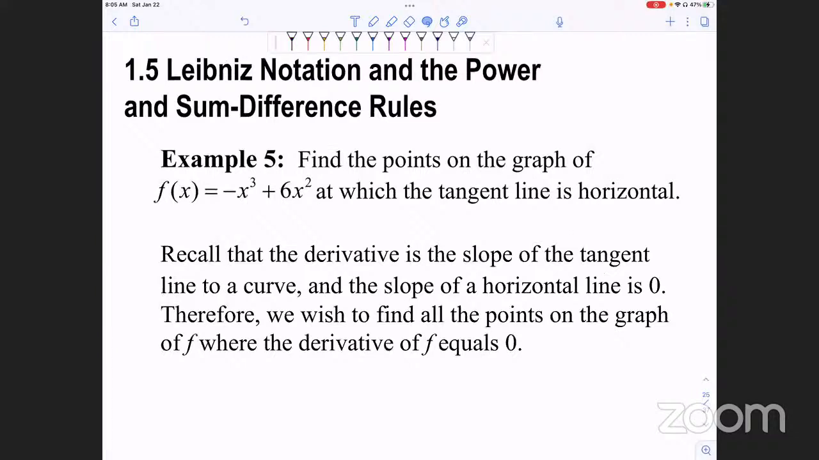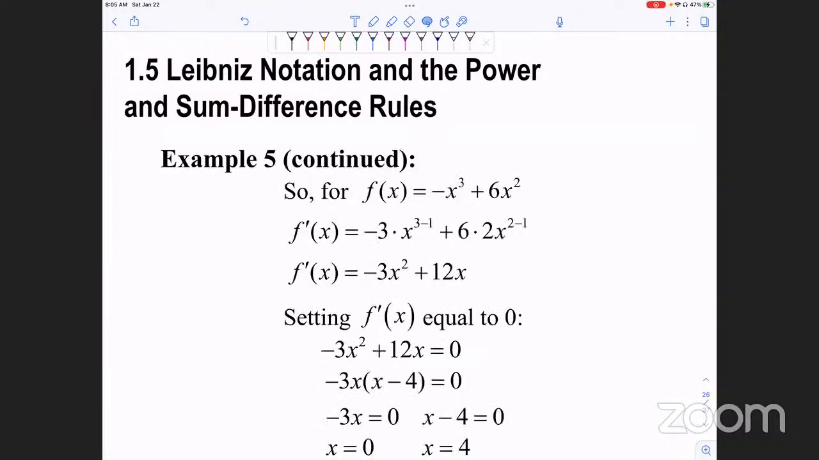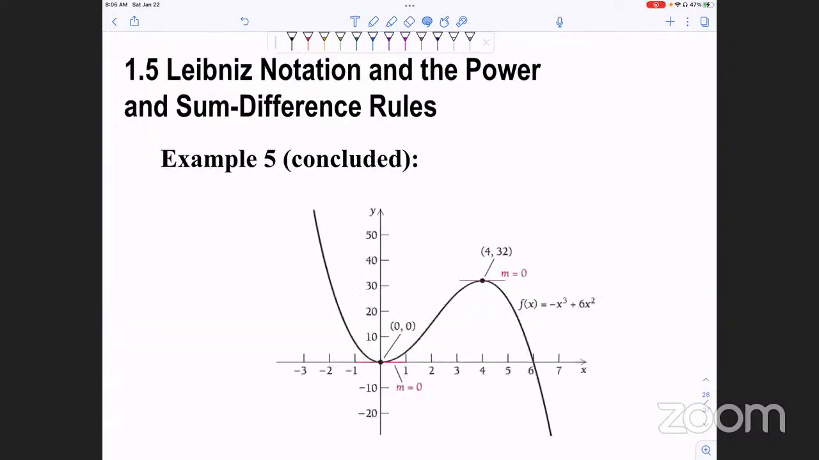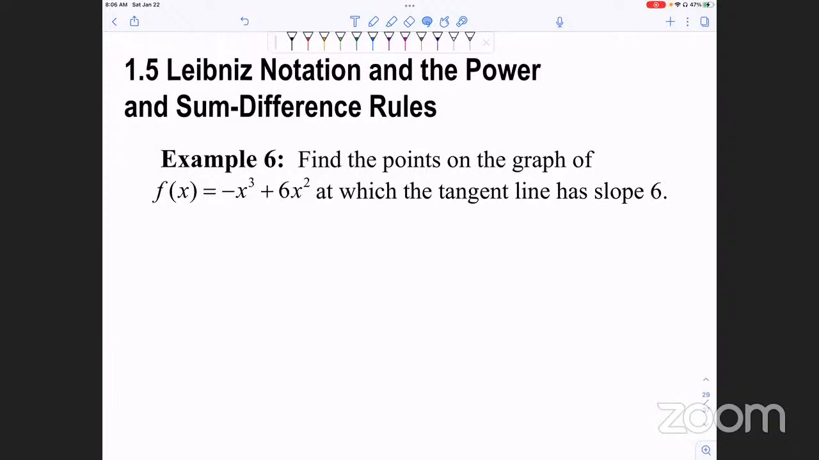The derivative is the slope of the tangent line to a curve, and the slope of a horizontal line is 0. Therefore, we wish to find all the points on the graph of f where the derivative of f equals 0. The corresponding y values were 0 and 32 respectively. And so they got the same number back. This is what we just showed on that calculator.